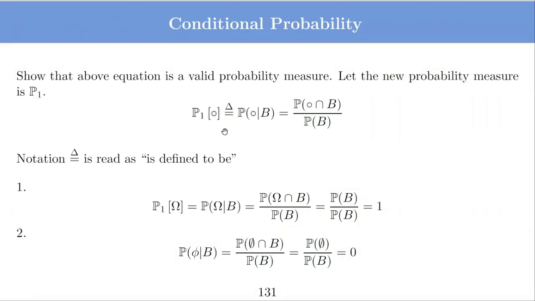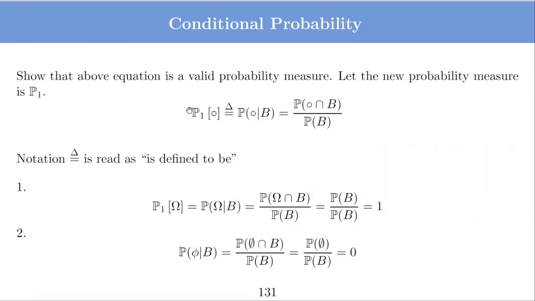And P1 of C is probability of C given B. P is the original probability measure we have considered. And by definition, this will be equal to probability of C intersection B divided by probability of B, which is the probability that C also occurs when we know B has occurred. So this notation is read as 'is defined to be'. We are not saying they're equal, we are saying they're defined in this way. So of course they would be equal.